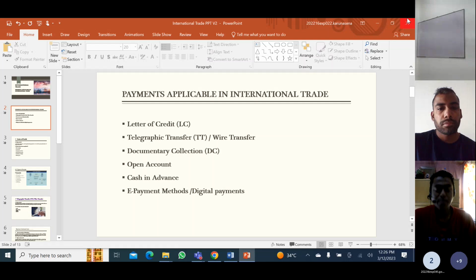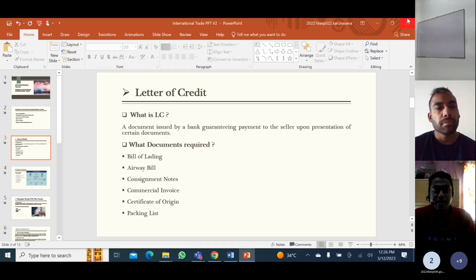First, I'm going to explain about letter of credit. What is letter of credit? Letter of credit means a document issued by the buyer's bank guaranteeing the payment to the seller upon presentation of certain documents. So there are certain documents the seller needs to submit to the buyer's bank. First one is bill of lading. When it comes to sea shipment, the seller has to submit this bill of lading. When it comes to air shipment, he has to submit airway bill. Then consignment notes: between border countries, if there is any transaction, they have to submit these consignment notes. Then commercial invoice, then certificate of origin, the other one is packing list.